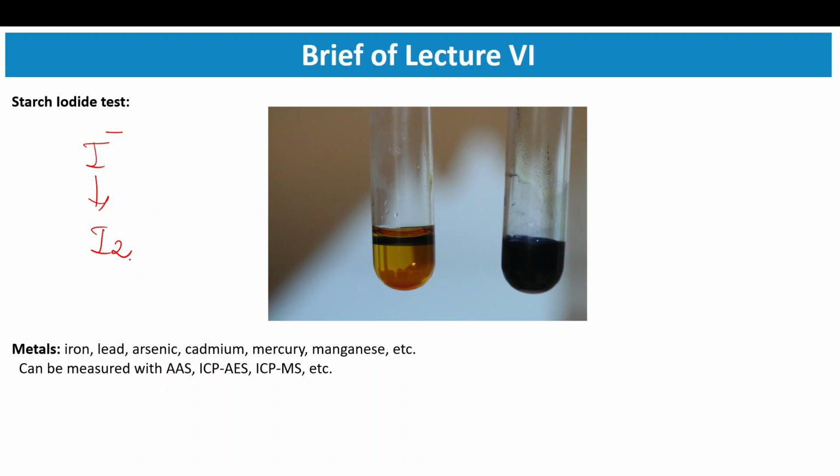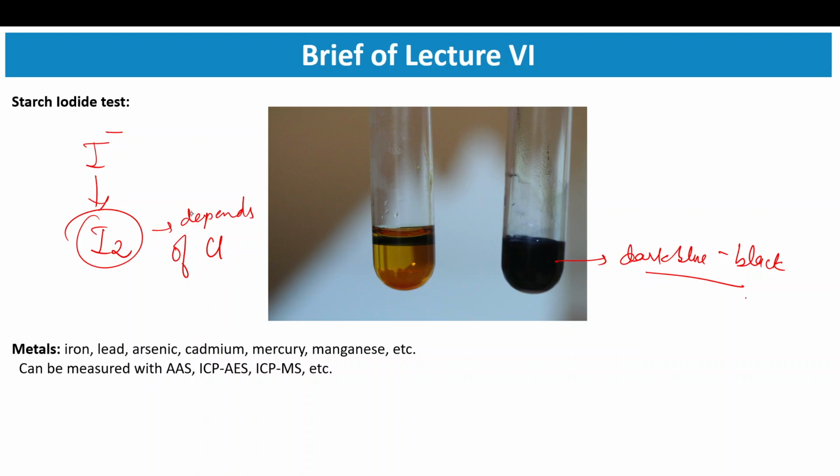Now this I2, in the presence of starch, gives a dark blue to black color, right? This is the color because of the formation of iodine in the solution. Now the amount of iodine formed depends on the Cl, right? Because Cl is responsible for conversion of iodide to iodine.